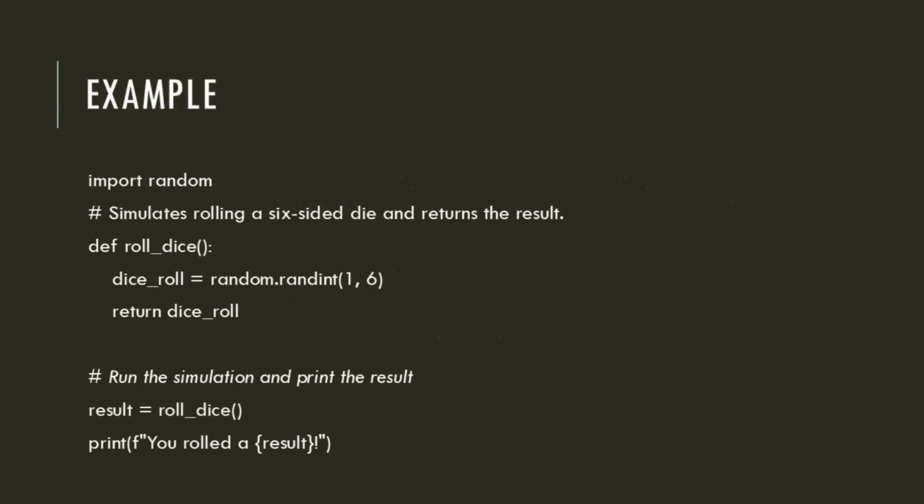Example, import random. Simulates rolling a 6-sided die and returns the result. Def roll_dice. Dice roll equal to random.randint(1, 6). Return dice roll. Run the simulation and print the result. Result equal to roll_dice. Print f-string, you rolled the result.